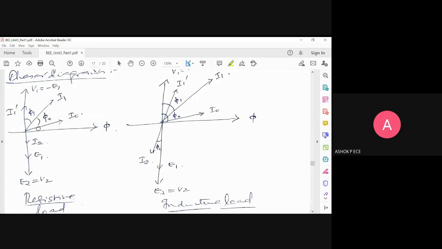See, two things you should understand. Resistive component means V and I are in phase. If V and I are in phase, then indirectly we can say the load has to be resistive. That is the understanding. Okay.